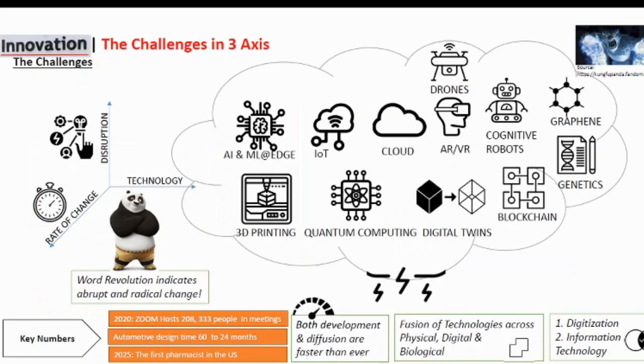To look at it from the challenge point of view, we see the technology axis, which is a technology storm, which includes many foundational technologies like quantum computing, cloud, genetics, while some others, like AI, Internet of Things, digital twins, could be broadly applied across the segments.